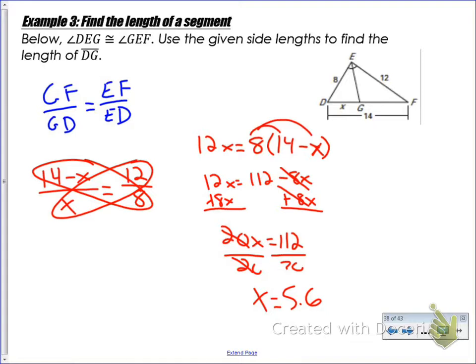So now I was asked to find the length of DG. That's what it asked me to do. DG is X, so we're done here. So x is going to equal 5.6 for this particular problem.